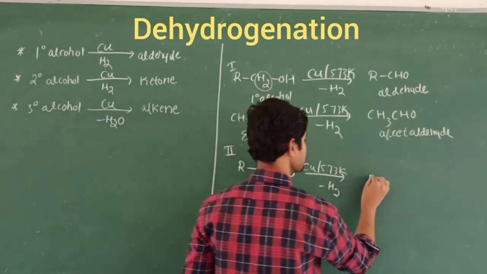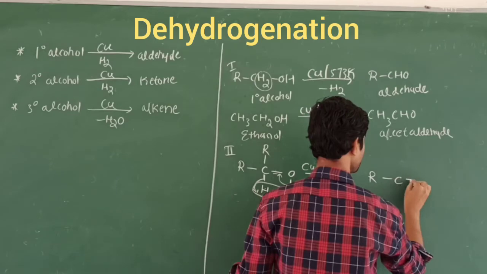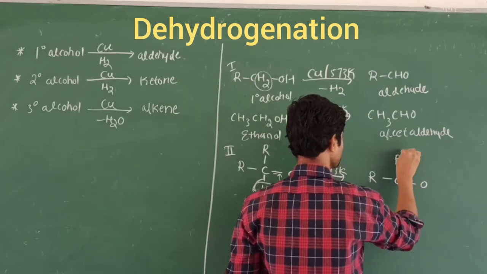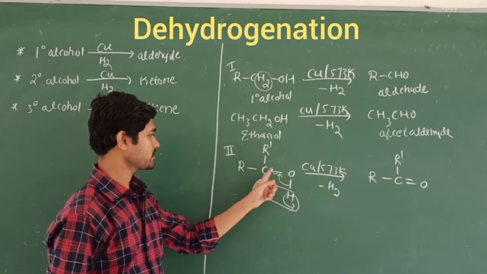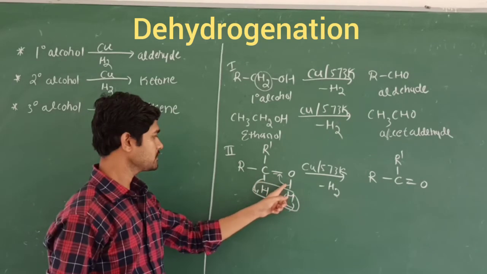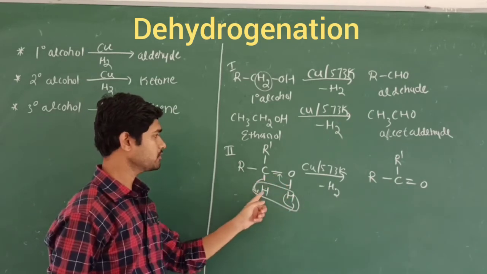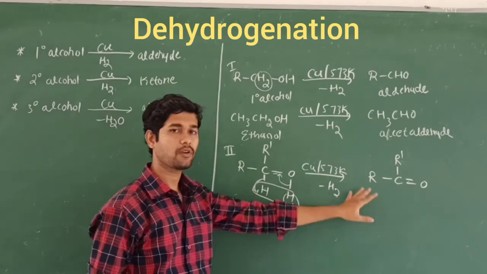What remains is the ketone, R C double bond O R dash. Because of the electronegativity, this bond migrates here and this bond breaks down. Hydrogen gas is eliminated. This is called ketone.